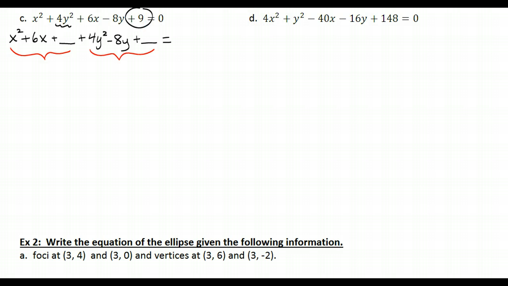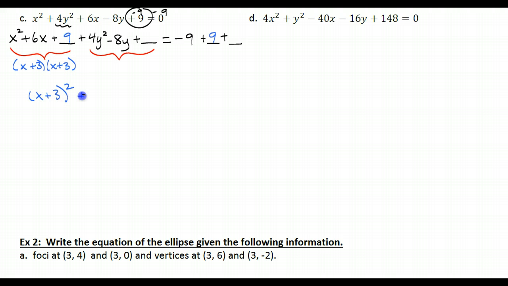Then this plus 9, I'm going to subtract 9 from both sides to get it over on the right side, and I've got 2 blanks for each of my blanks I'm going to create. Alright, let's do the easy one first. b over 2 squared is 3 squared, which is 9. Okay. And that is going to factor into x plus 3, or x plus 3 squared.